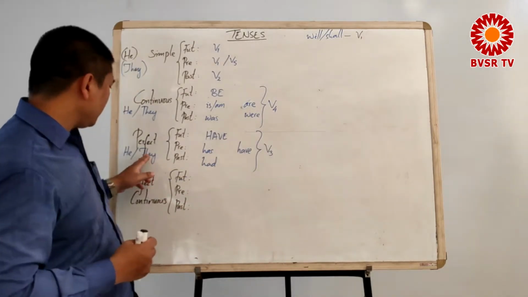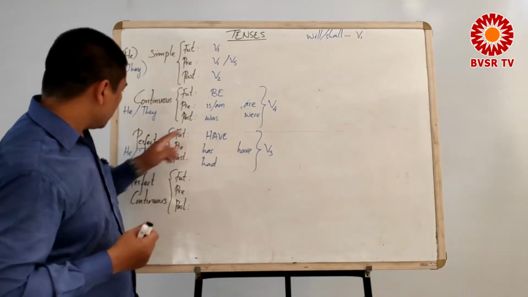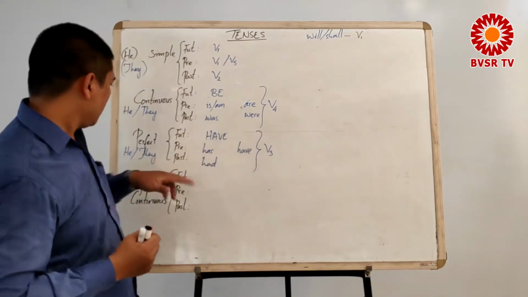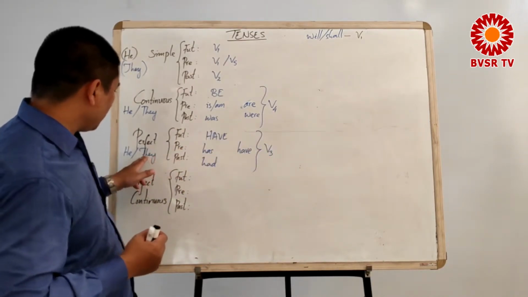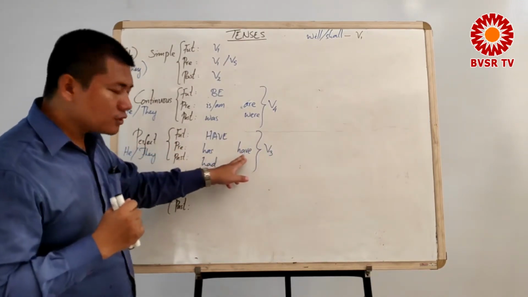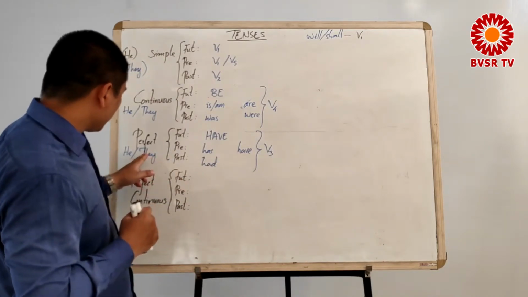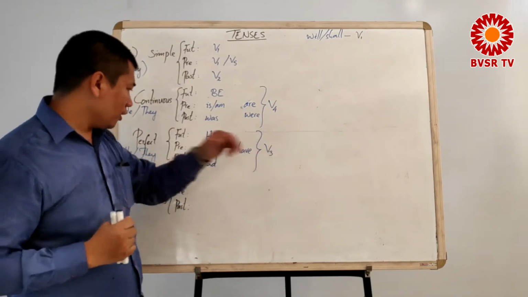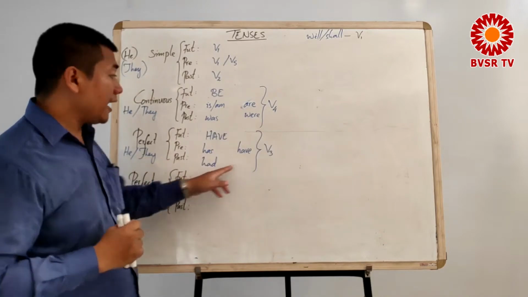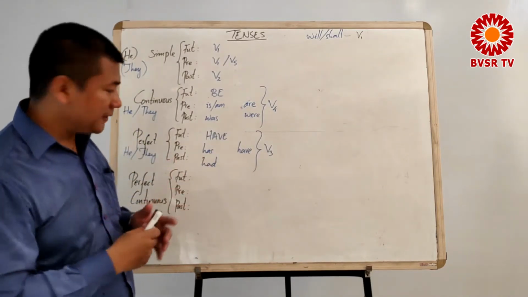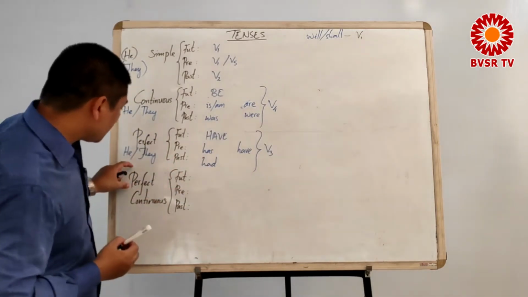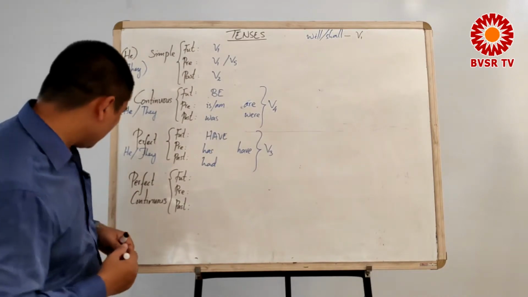And if it is plural, they. Future, they will have gone. And the present will be, since they is plural, therefore we use a plural verb and we make the sentence, they have gone. And in the past, they had gone. It's simple. And yes, let us go for the perfect continuous tense now.